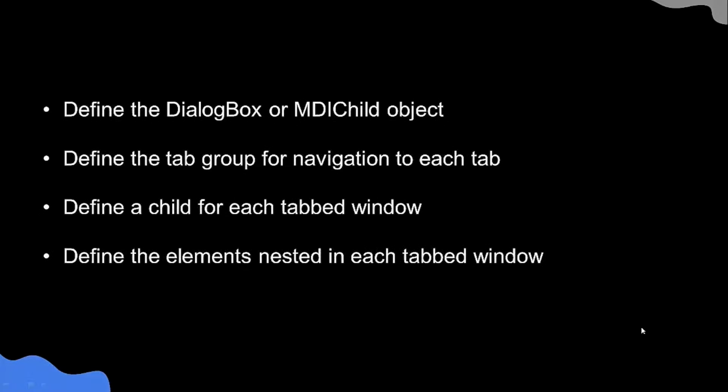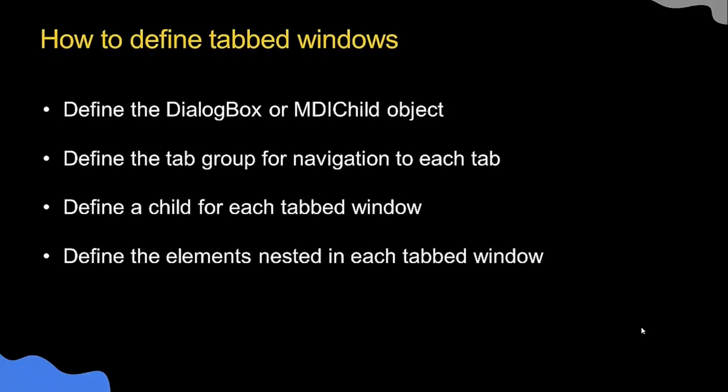Now the next topic that I want to talk about is how to define a tabbed window. We see these kinds of windows in most PowerBuilder applications. And so what I want to do is show you what we consider the best practice for defining those types of objects. So you'll see in a moment when I demonstrate, I'm going to define, in this case, a dialog box, but also an MDIChild would be done exactly the same way. And then I'm going to define the tab group, which allows Essential Test to navigate from tab to tab.